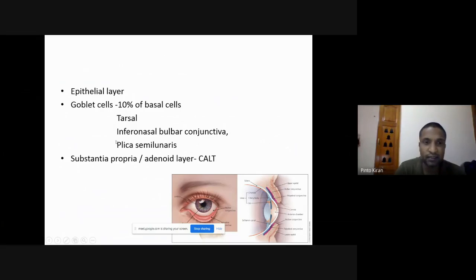The conjunctiva has two parts basically. One is the epithelial layer, then you have a substantia propria, also known as the adenoid layer, and this has something known as conjunctiva associated lymphoid tissue, this is CALT. Like you have MALT, similarly you have CALT. What is the purpose of this CALT? It is basically to regulate the allergy. Any allergens will be taken care of by these CALT cells.